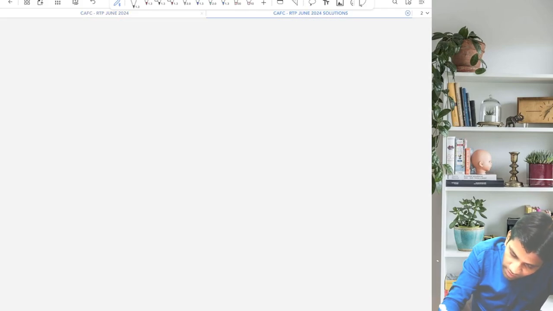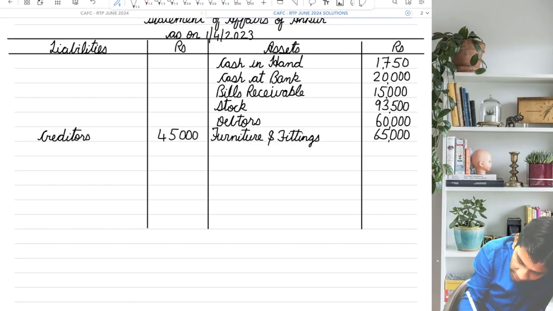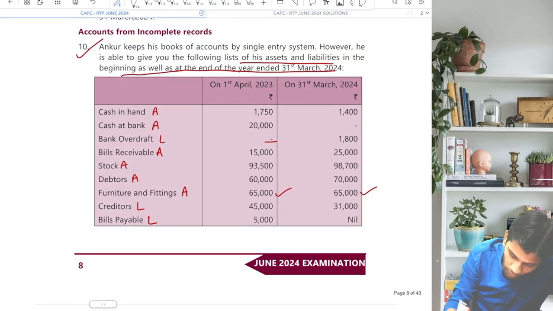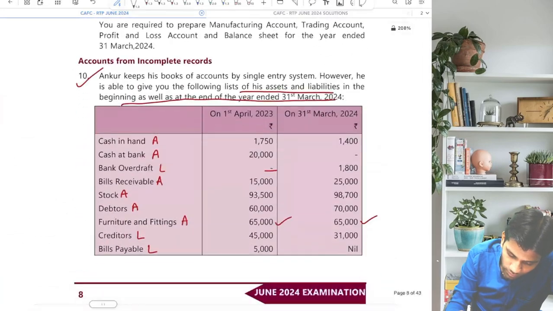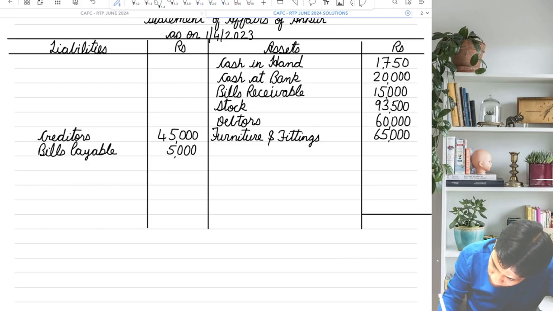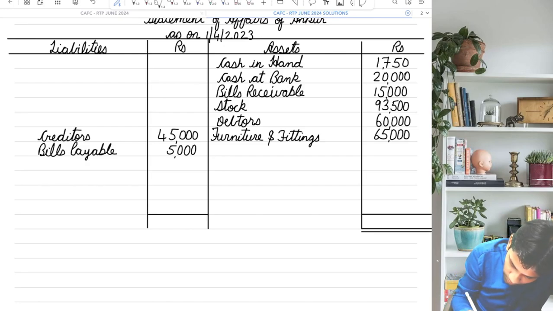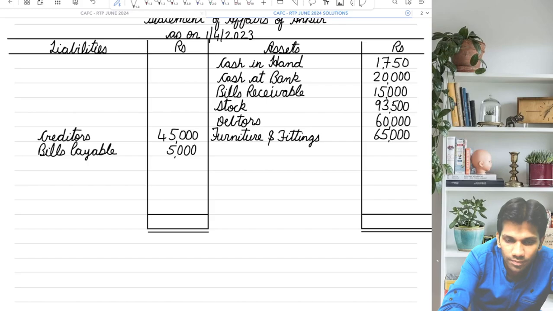We have creditors 45,000. Along with that, we have bills payable 5,000. That's it. So we have prepared the opening balance sheet. Let's do the totalings.